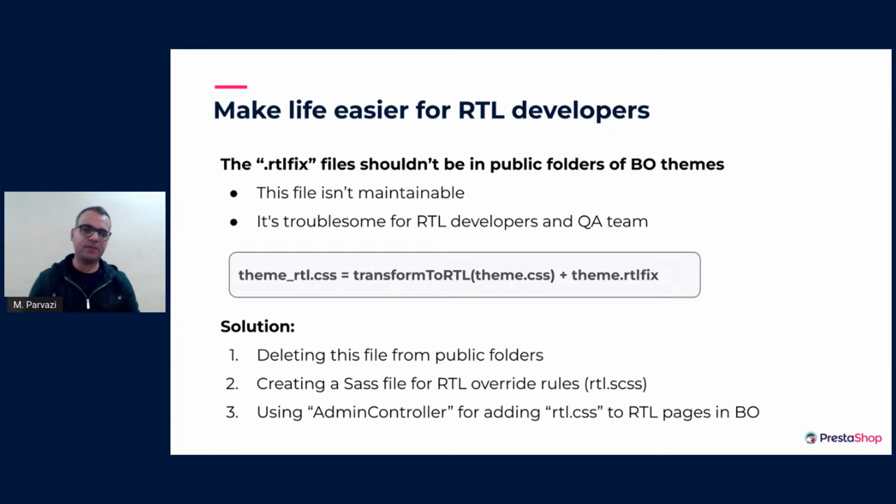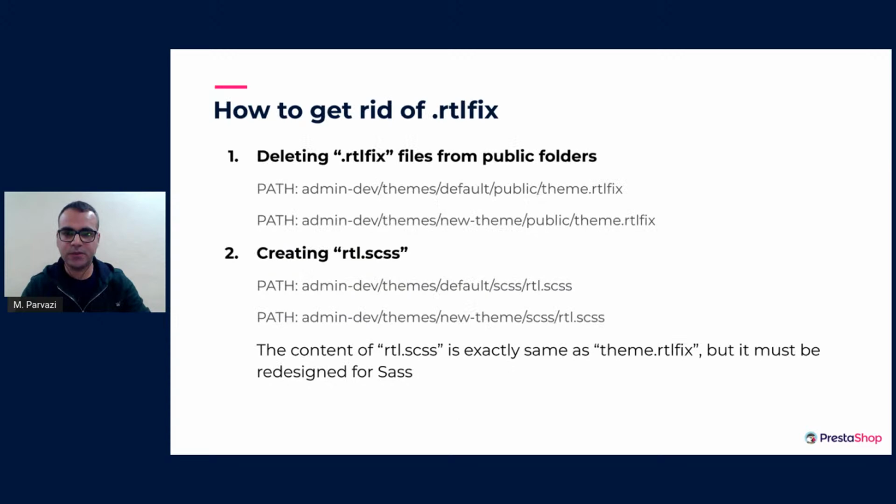So what's the problem with this file? The first and important problem is that it's not maintainable, because all the rules for theming in the back office have been written with SASS rules, but this file contains just CSS rules. So it would be very hard for a developer to find the correct override rules for RTL, and it would be very hard for the QA team, of course. So what's the solution? It's very simple.